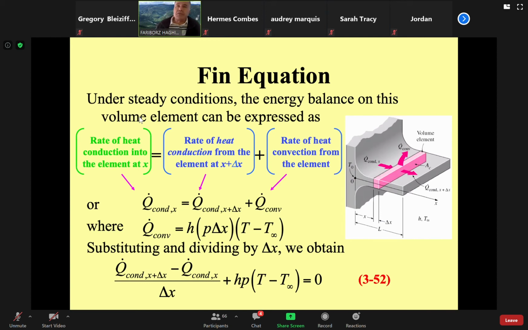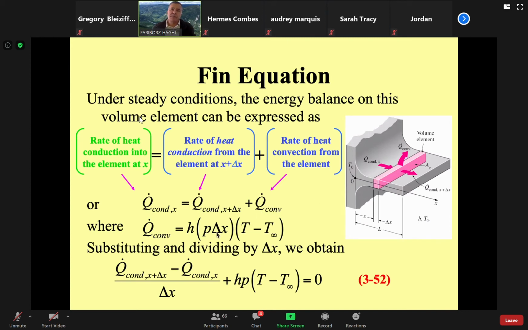We take a control volume, and based on that control volume, I write an energy balance equation. Since there is no storage and no heat generation, it is only conduction and convection. There is no storage capability, there is no energy generation, only conduction into the system and also convection. That's why I end up here.